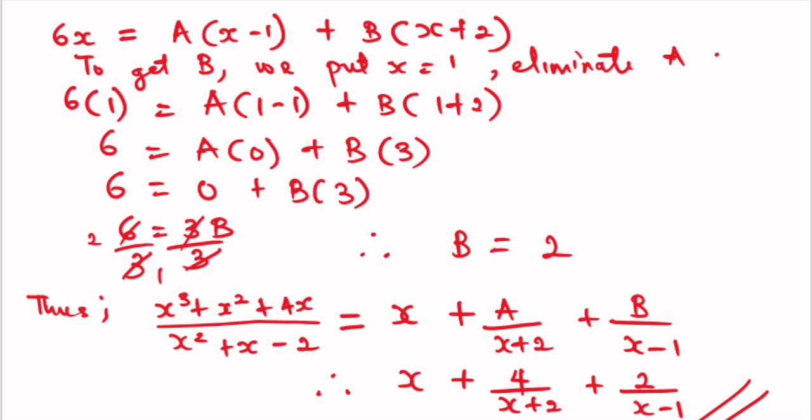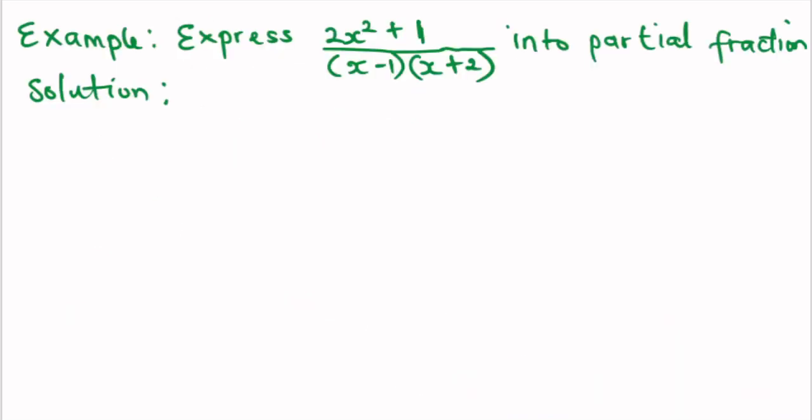Now let's look at another example. Here we have: express (2x squared + 1) all over (x - 1)(x + 2) into a partial fraction. Now if you look at the question here, we have the numerator in degree 2 and the denominator is also in degree 2 because when we expand this, it gives us a quadratic equation. So since they are equal, we still have to divide using the long division process. But before we do that, we have to express the denominator as a quadratic equation.